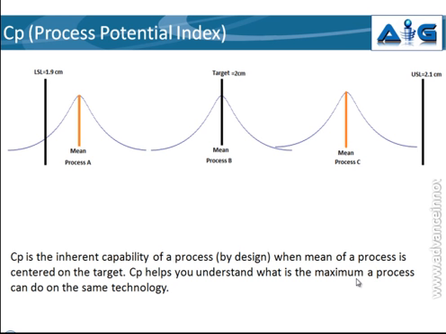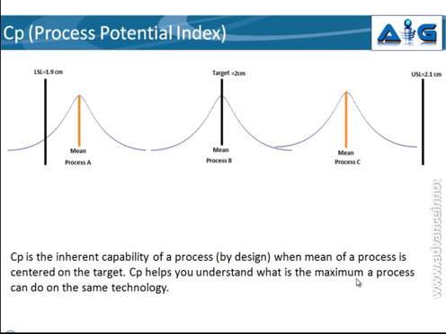In process A, it's creating defects toward LSL. If you look at process A from the USL perspective, this process is doing very well. But from the LSL perspective, you can see there's a good chunk of defects happening. So on an overall basis, we will say this process is producing defects.